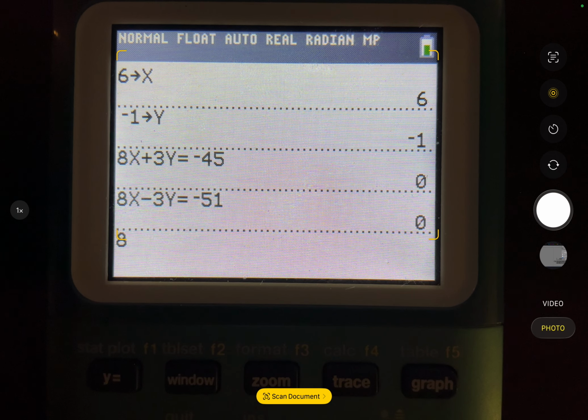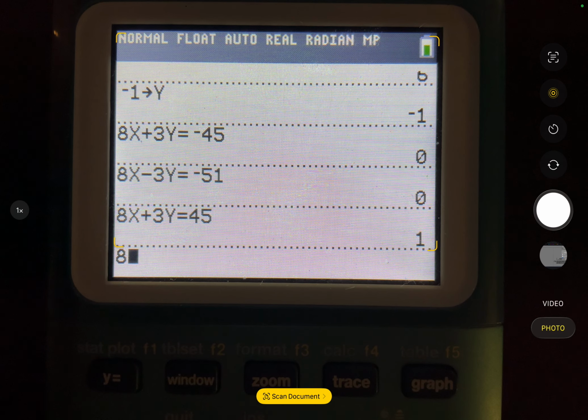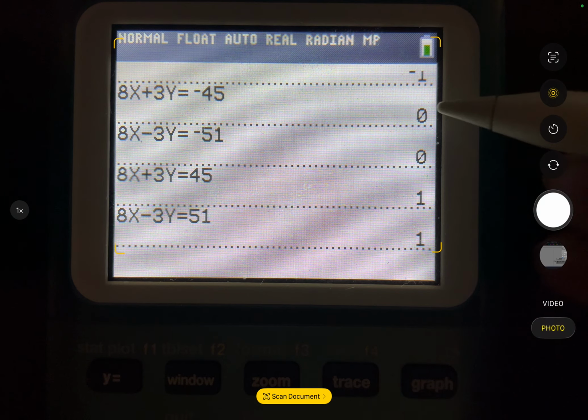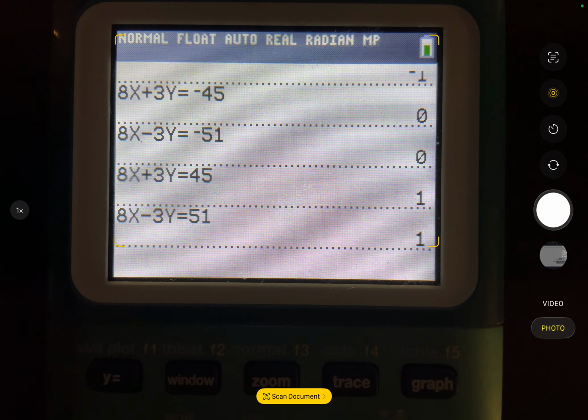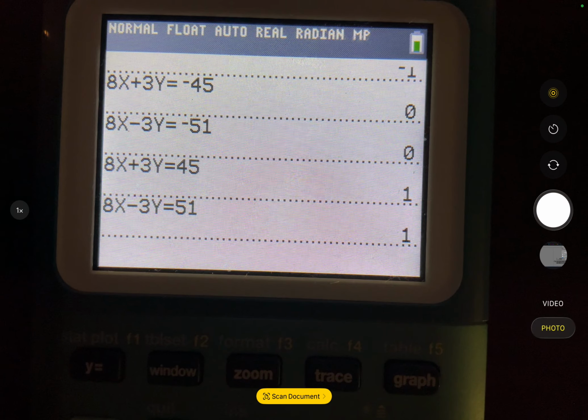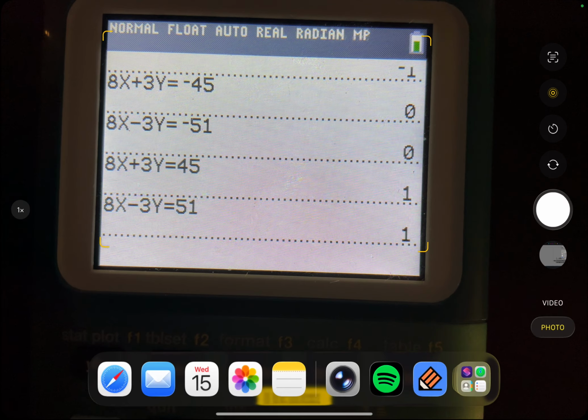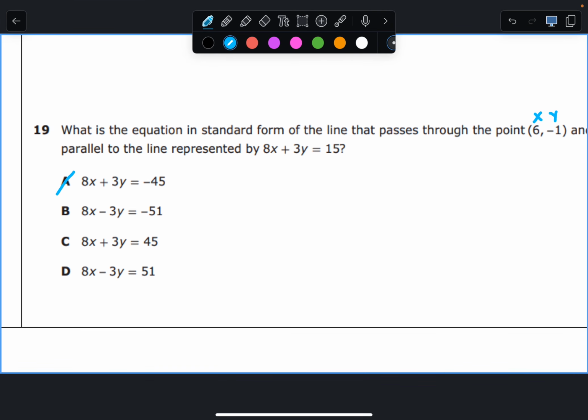Okay, 8X plus 3Y equals 45. 8X minus 3Y equals 51. Ooh, it can be C or it can be D. You got 2 zeros, 2 ones. Zeros mean false statement. 1 means true statement. Okay? So we're down to C and D. At least we narrowed it down. Yes? Come on, D. Get rid of A and B.